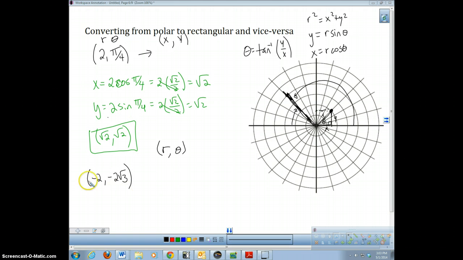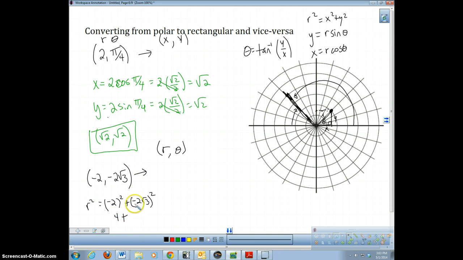So let's take a look at how we would take these rectangular coordinates, in this case, and convert them into polar coordinates. So what we do here is we take r squared equals x squared plus y squared. So we're going to do negative 2 squared plus negative 2 root 3 squared, and that's going to be r squared. And of course we're going to take the square root of that at the end here.